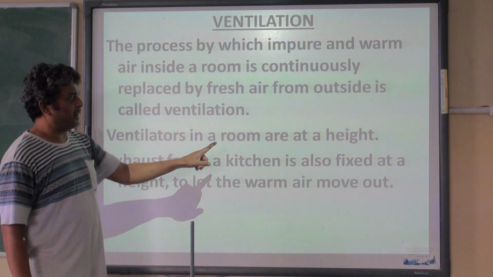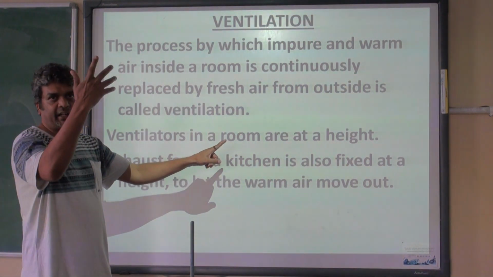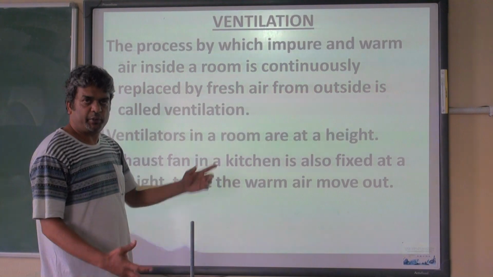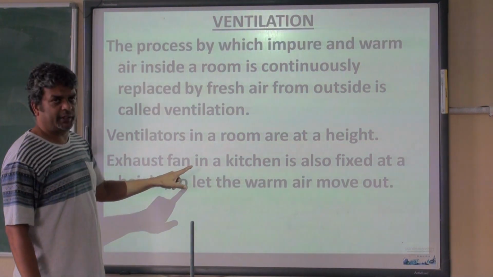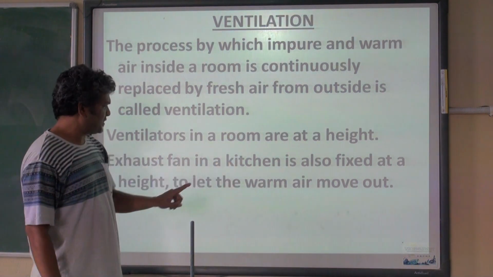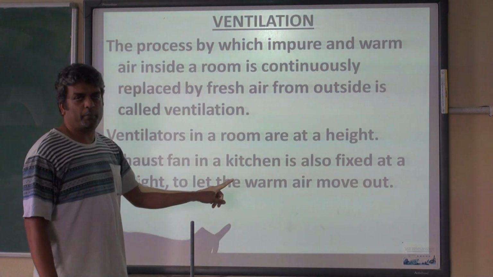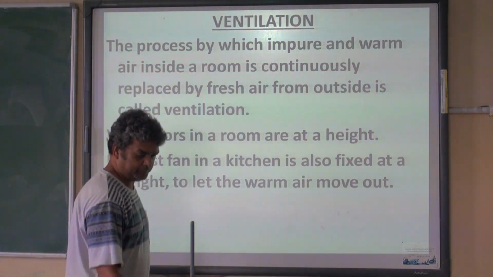Ventilators in a room are at a height, so they are always at a height, they are not down. Why? Because warm air rises up. Exhaust fans in a kitchen are also fixed at a height to let the warm air move out.